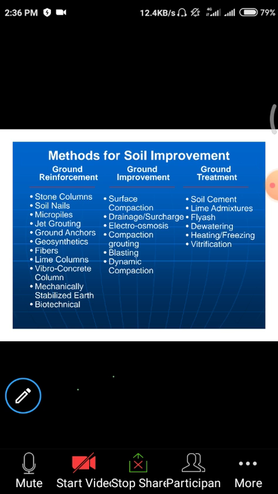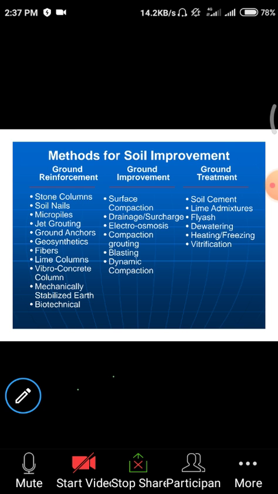Next one, we have heating and freezing. These heating and freezing techniques are normally adopted in cold countries. In cold countries they have a huge snow load acting on a particular area. To control those snow loads and improve the soil parameters, they normally use these freezing and thawing effects to control the land and improve the soil properties for ground treatment.